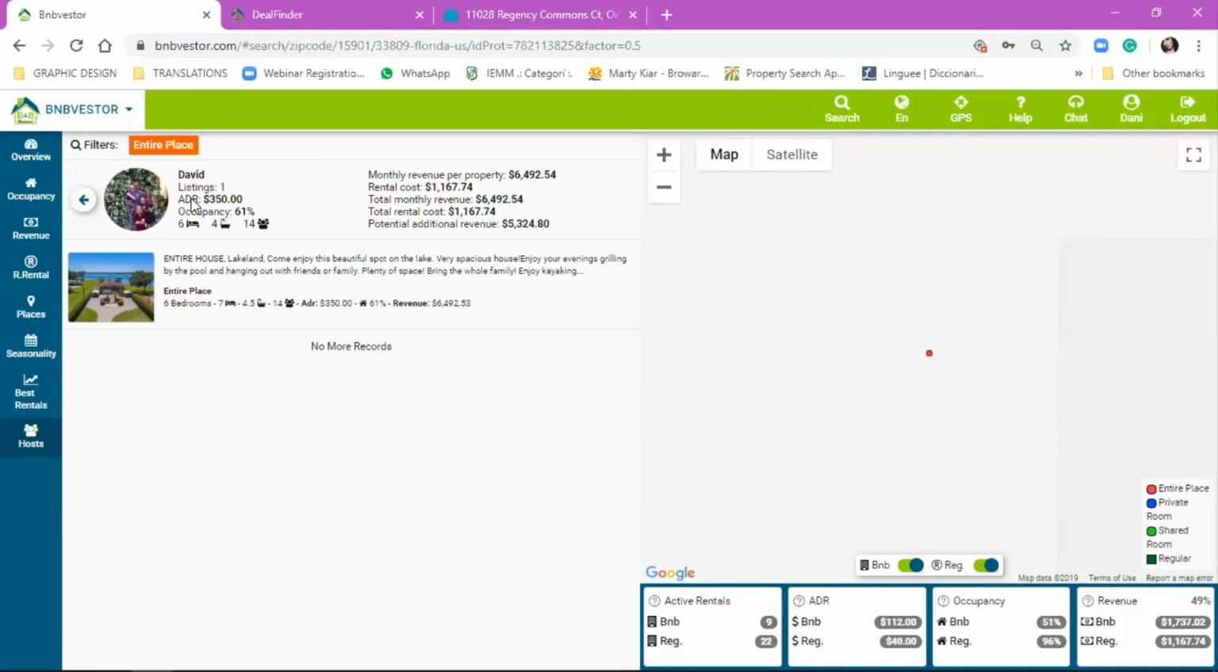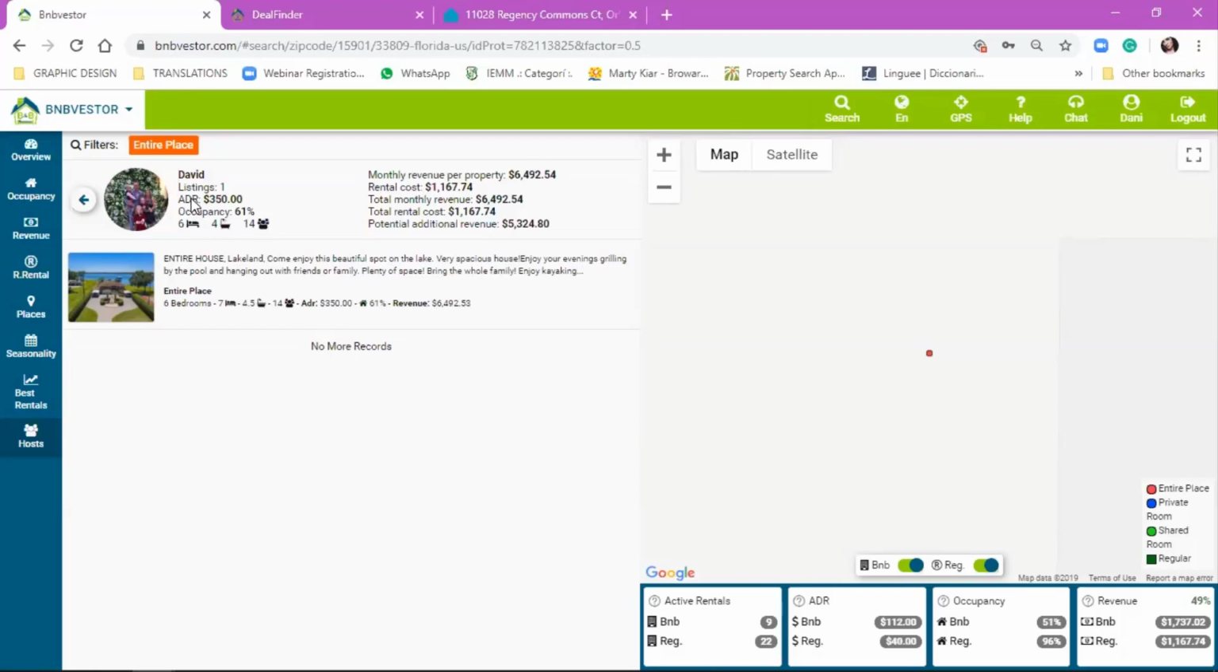So this one has a high ADR. This place has to be freaking stunning. I mean, it must be incredible. You can see that it has an occupancy rate of 61%. He only has one listing though. He has 6 beds, 4 baths, and up to 14 guests.